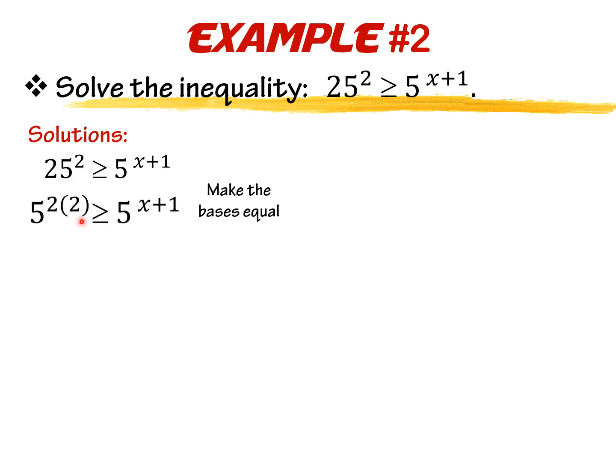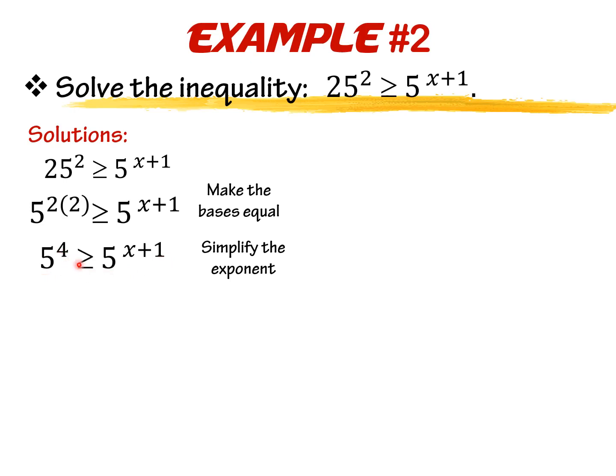Okay, the original exponent. So we now have 5 raised to 2 times 2 is greater than or equal to 5 raised to x plus 1. Simplify this one, we will have 5 to the 4th power is greater than or equal to 5 raised to x plus 1. So this time they have the same base.